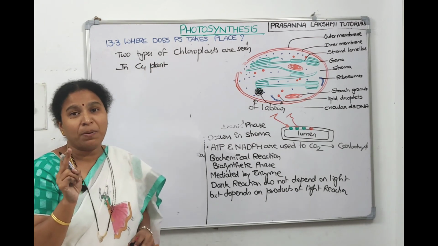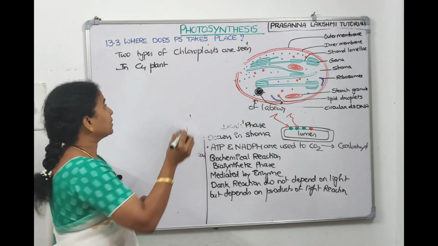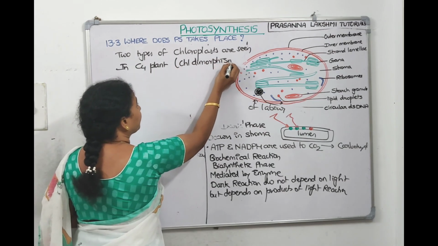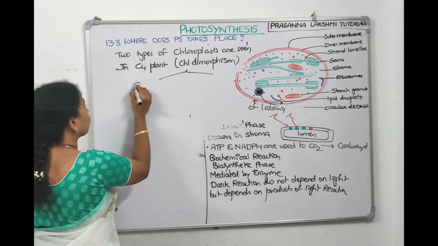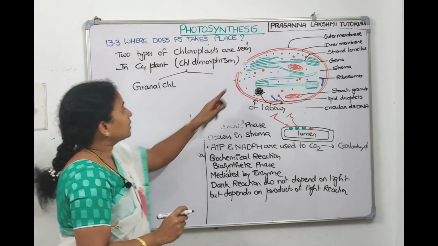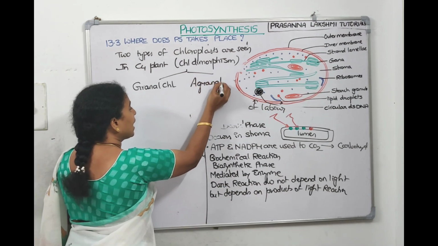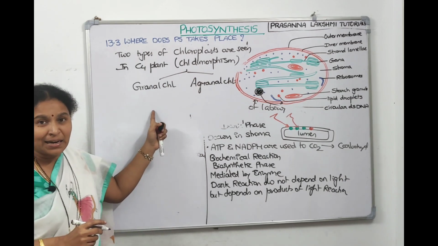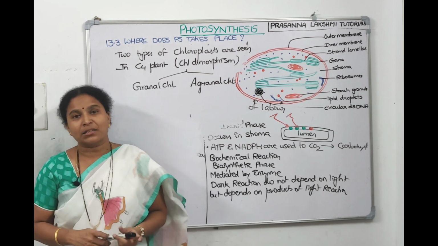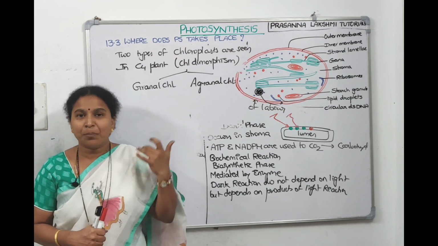The presence of two types of chloroplast is called chloroplast dimorphism, right? So what are the two types of chloroplast? One is, as usual, the granule chloroplast, which has grana. The other one is called the agranule chloroplast. Where do we find such types of chloroplast? In C4 plants. What are C4 plants? Details we will discuss in the coming sections. So I think you understood the point.